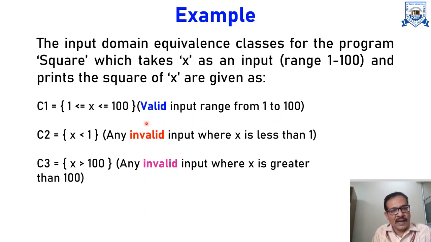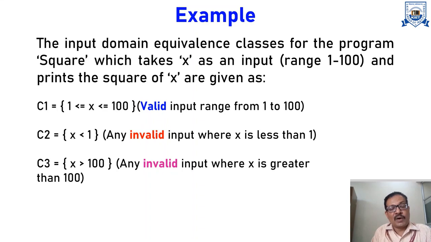For example, if I choose a value from class C1, suppose this is 20, which is lying between 1 to 100, this is a valid input to my program. Similarly, for class C2, I am going to choose a value -5, which is less than 1. This is an invalid input to my program. And from class C3, I am going to choose a value of x which is greater than 100, I am choosing 105. So whatever value you are choosing from a particular class, that value is going to be a representative for that class.